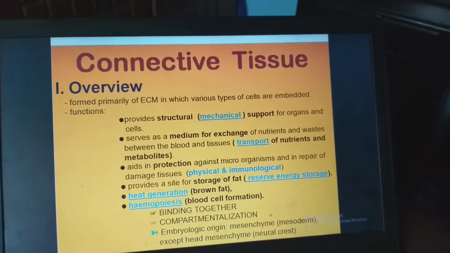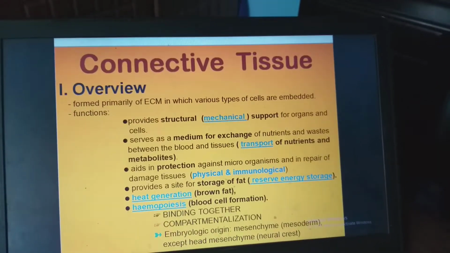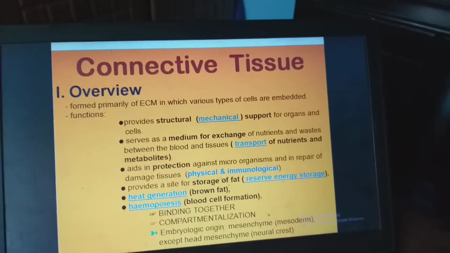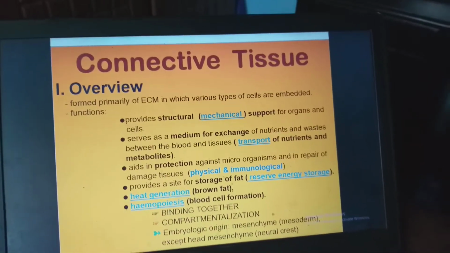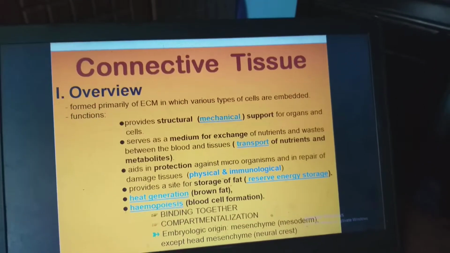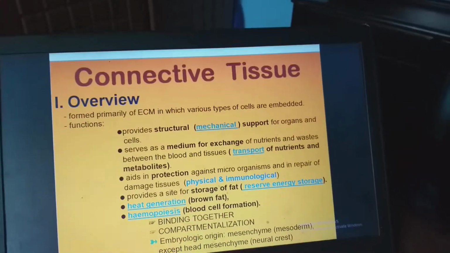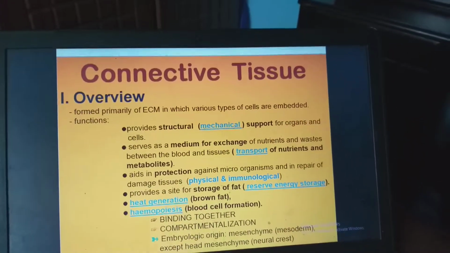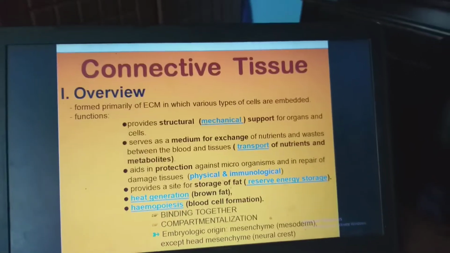The other, it is used for protection, like physical and immunological protection, because there are cells which form tissues, and these cells, like white blood cells, are used for protection. The other, there are cells which are used for storage of fat, so we call it a reserve energy for the body. The other, heat generation, like brown fat. Hemopoiesis, production of blood cells formed in bone marrow. So bone is one of the connective tissues. The other, simply you can say binding together for compartmentalization.